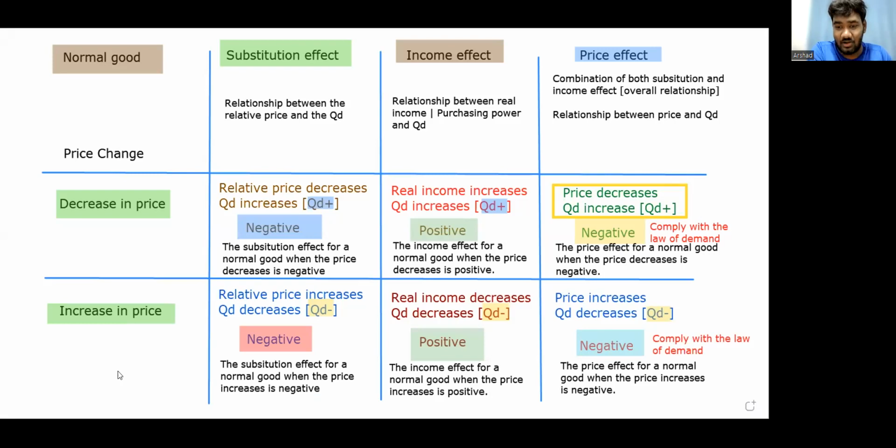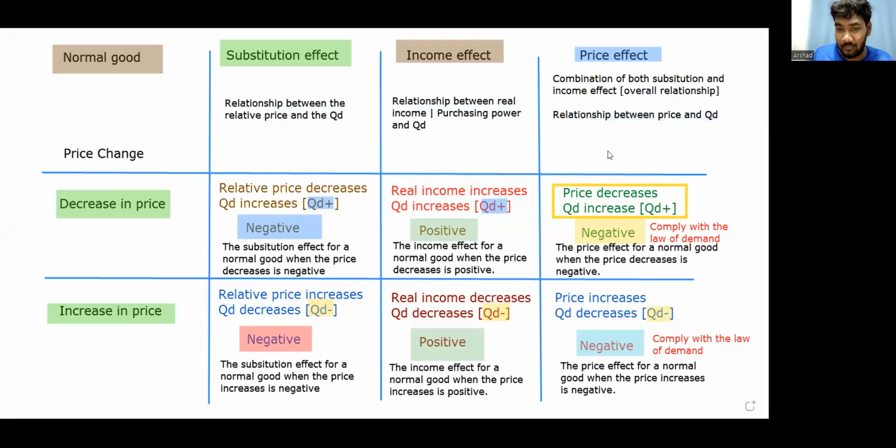Okay, price effect, I'll talk about it again. Price effect, remember, is a combination of both the substitution and the income effects. In other words, we are simply looking at the relationship between price and quantity demanded. Here we looked at the relationship between relative price and quantity. Here we looked at the relationship between real income and quantity. Here we are looking at the relationship between price and quantity, the overall relation.